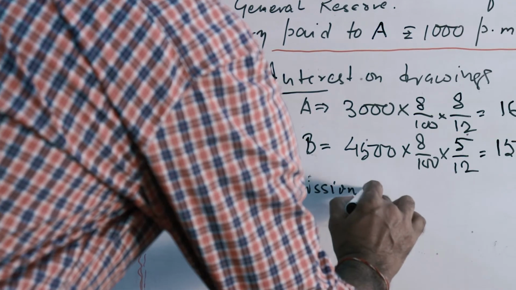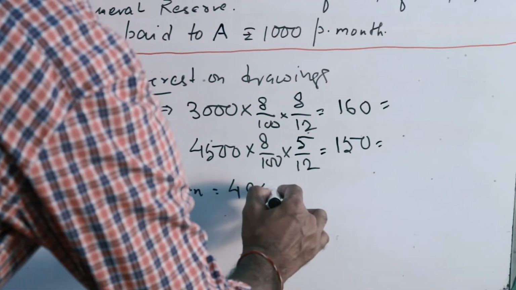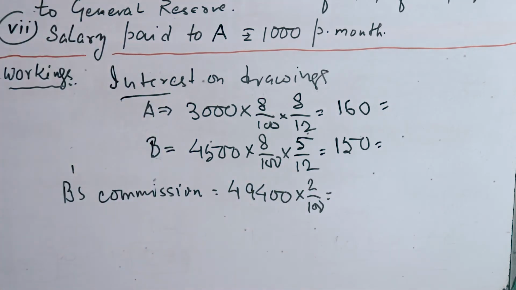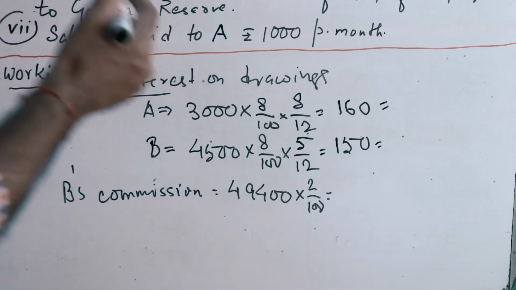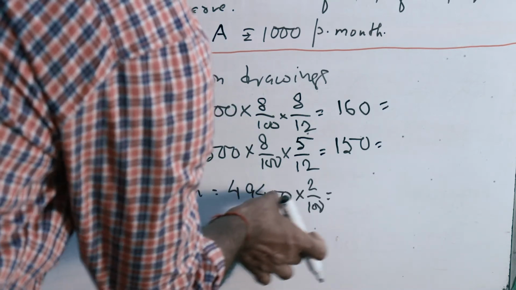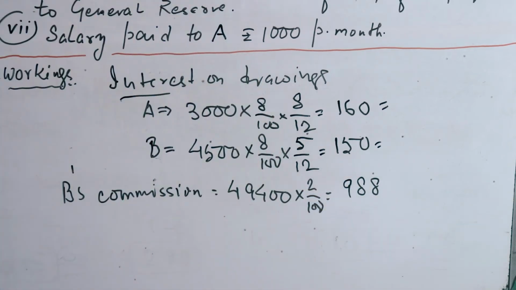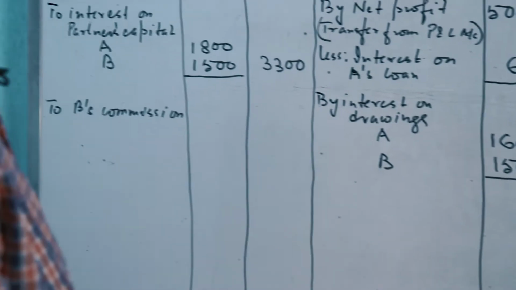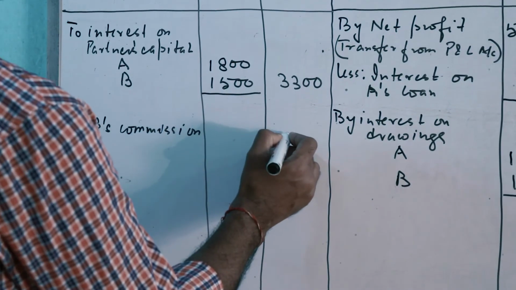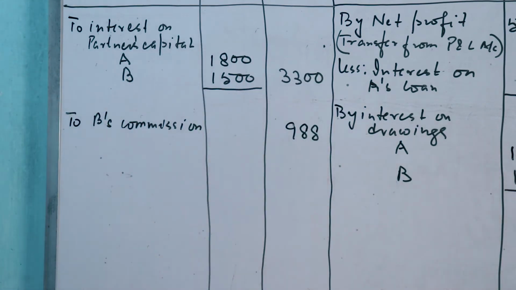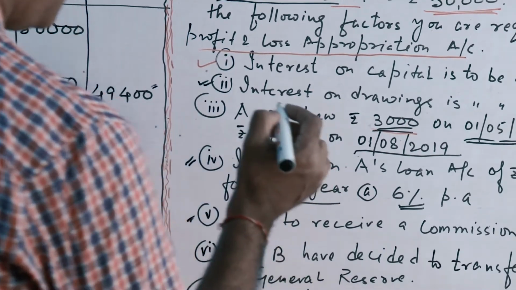So B's commission कितना होगा? B's commission होगा 49400 into 2%. So it comes 988. 494 into 2, 988. So B will get a commission of rupees 988. So I will write it over here 988. So it is B's commission. ये भी हो गया है.